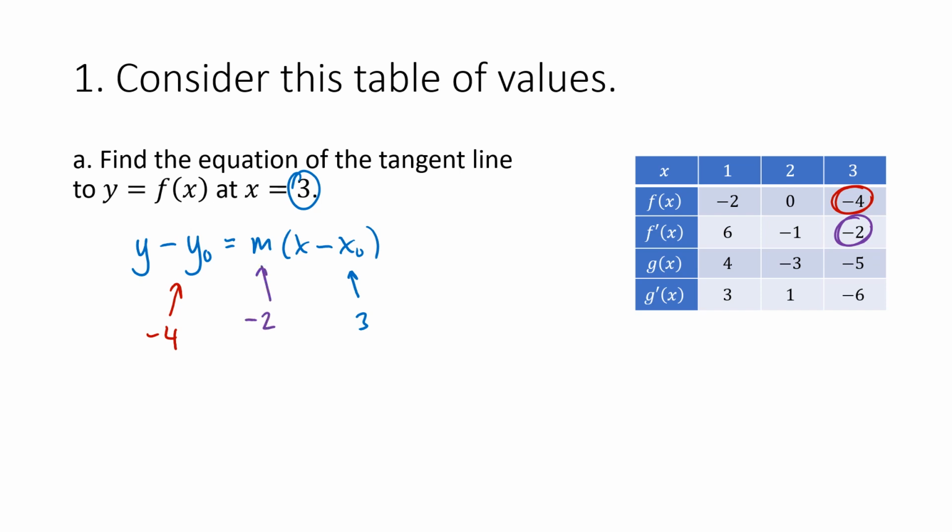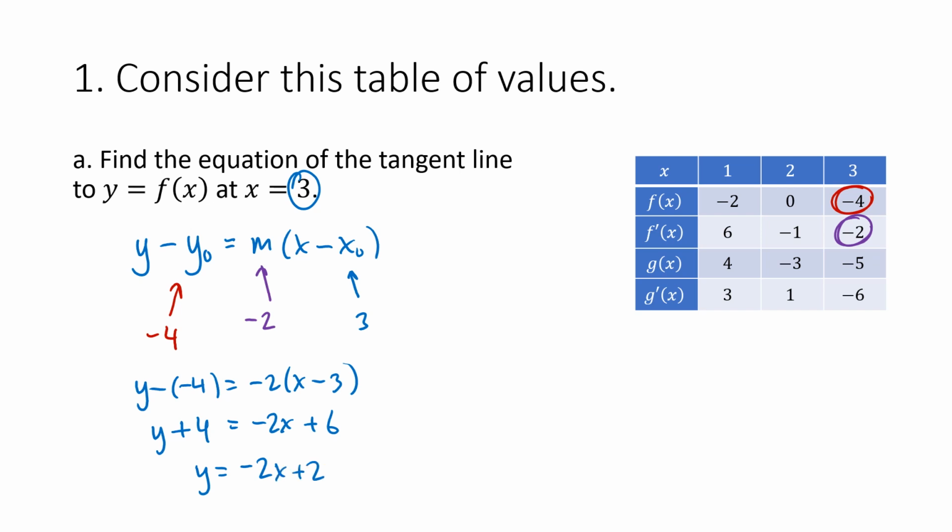And then the only thing I have to do is actually plug in those values. So I get y minus negative 4 equals negative 2 times x minus 3. Do a little bit of algebra. Y plus 4 equals negative 2x plus 6. Subtract 4 from both sides. Y equals negative 2x plus 2. So that's the tangent line that I'm looking for.